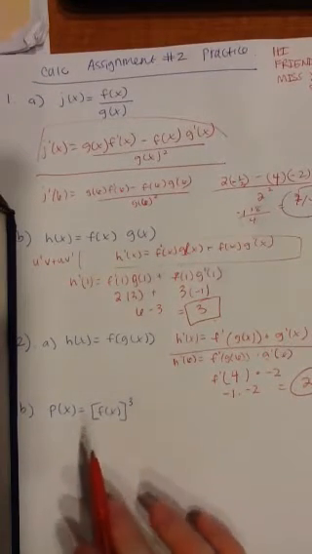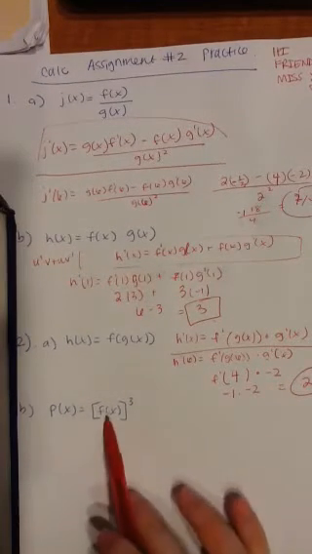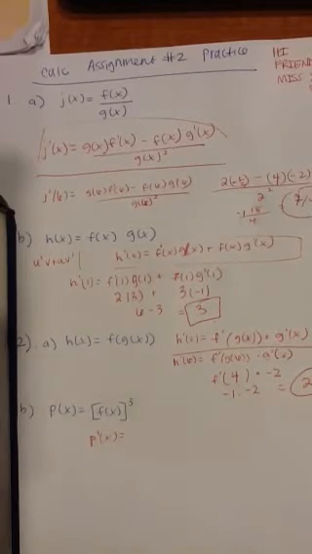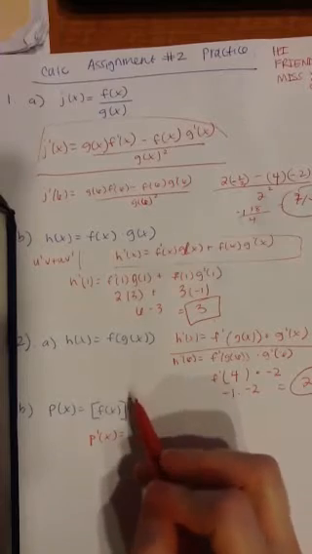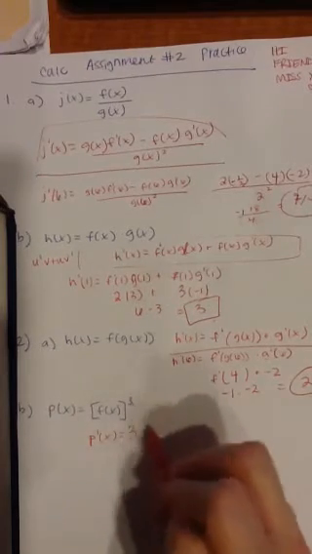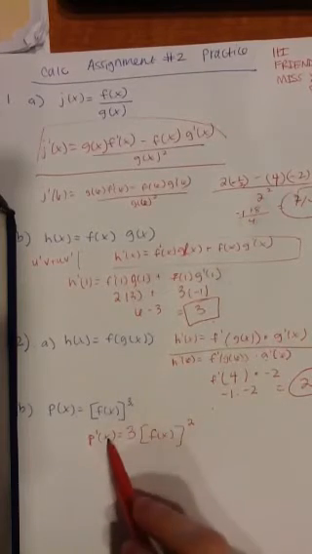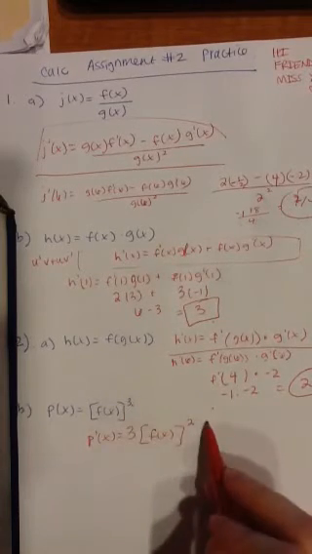This also looks like chain rule to me. I've got an inside function and an outside function. So chain rule tells me to take the derivative of the outside. So that's going to be this 3. So I'm going to bring the 3 down, leave the inside alone, and this is now squared, right? So that's the power rule, bring down, subtract 1.